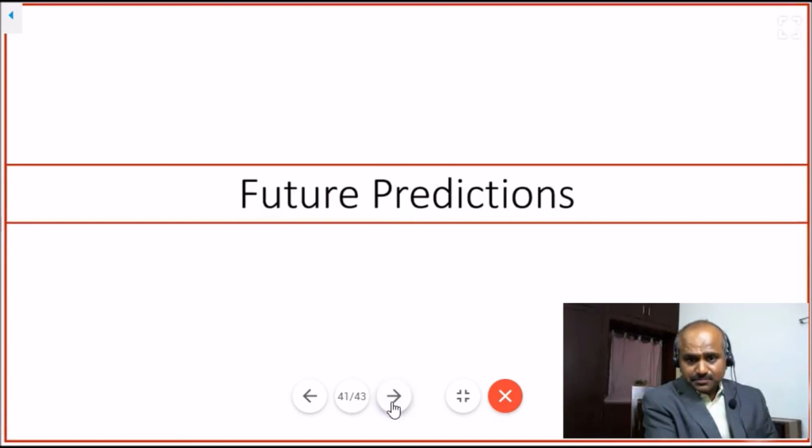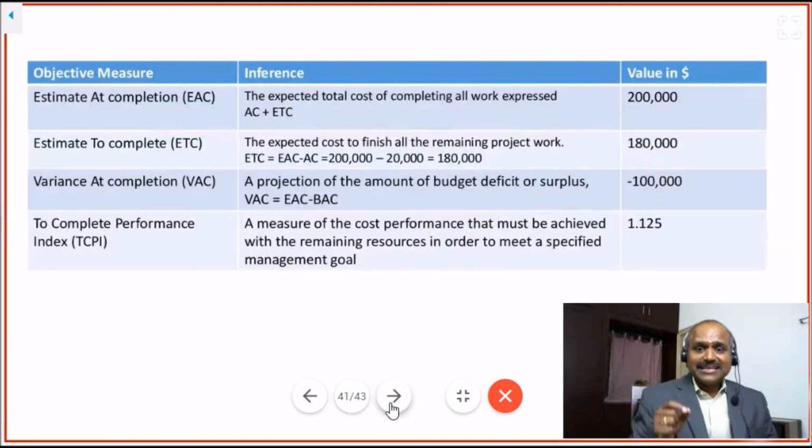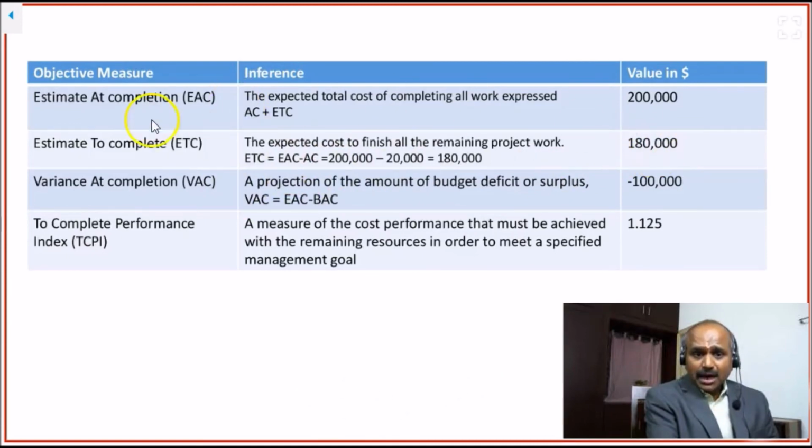What are those predictions? Estimated completion, the expected total cost of completing all work, that means $200,000. Estimate to complete, that means from now we require $180,000 worth of work. How did we arrive at it? Our estimated completion is $200,000, which we arrived at using method 3. If you deduct the actual cost of $20,000, it is $180,000. So estimate to complete is $180,000. That means from now we require $180,000. Now variance at completion, we are overrun by $100,000.